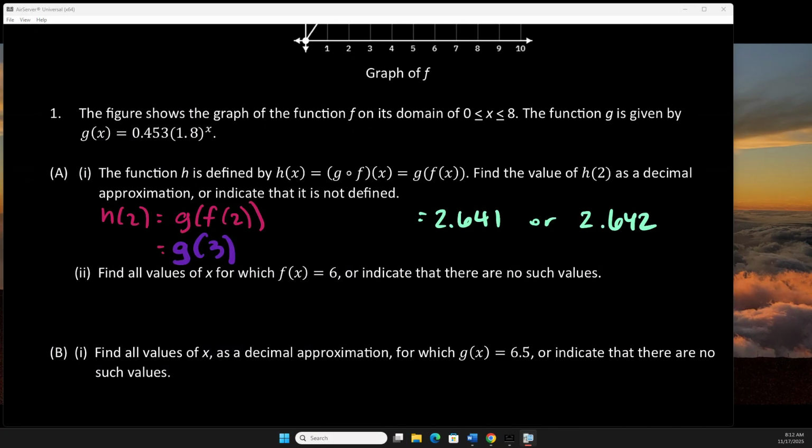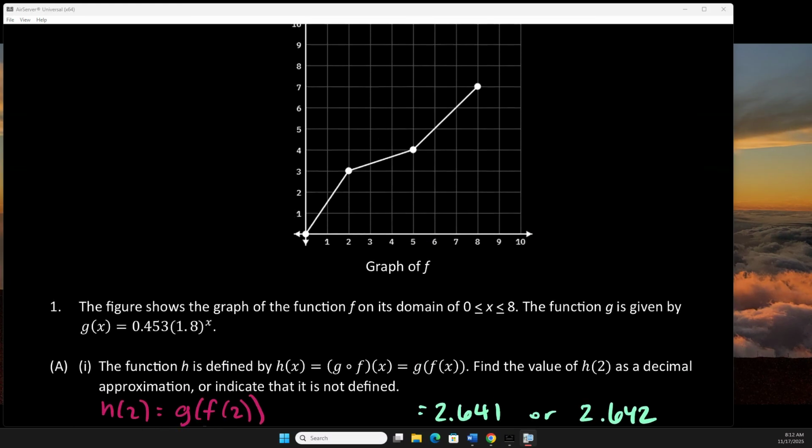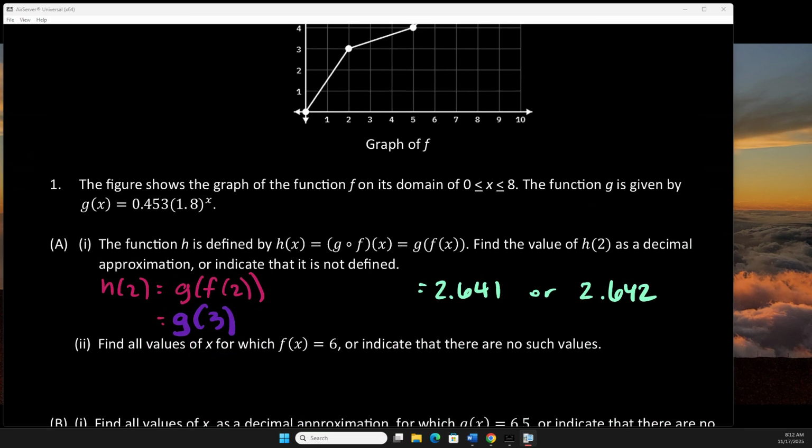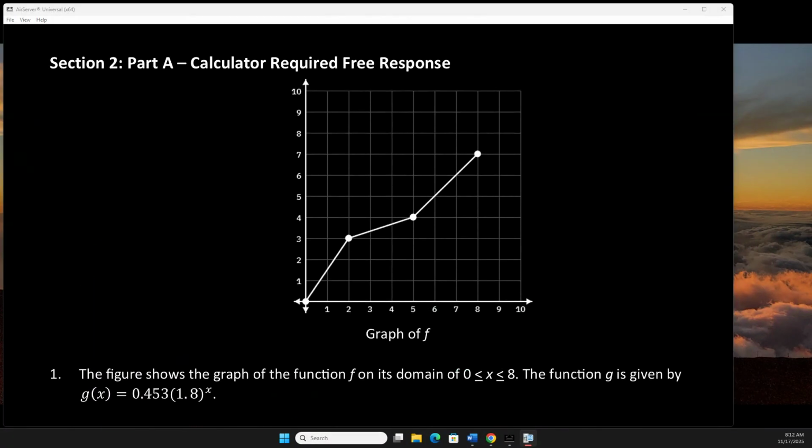All right, and then for part 2 of A, we want to find all the values of x for which f of x is equal to 6. So remember f is the function represented by the graph, and 6 is up here, and the x value when f is equal to 6 is going to be 7.